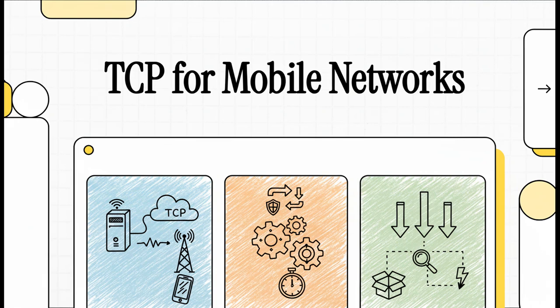Hey there, today we're jumping into a really classic networking puzzle. How do you make TCP, which is pretty much the engine of the internet, actually work well on mobile networks that are notoriously unreliable? We're going to look at three foundational ways people tried to solve this. All right, let's get into this three-way showdown.